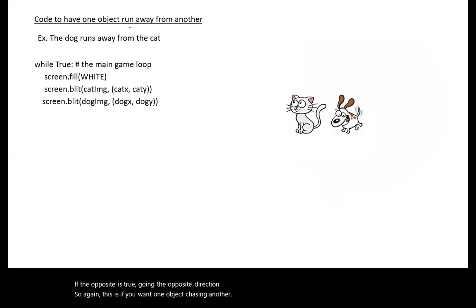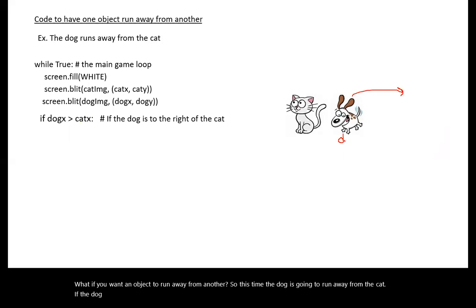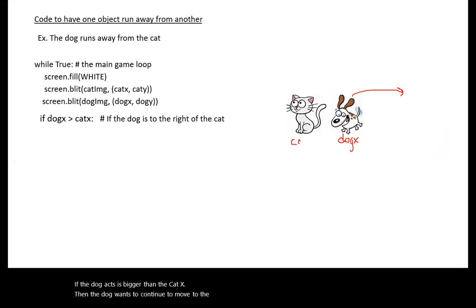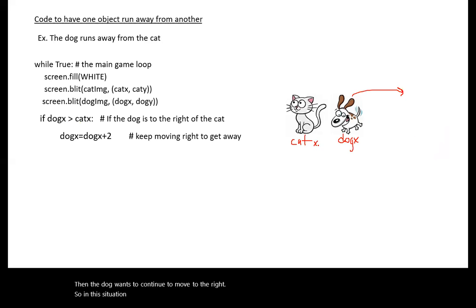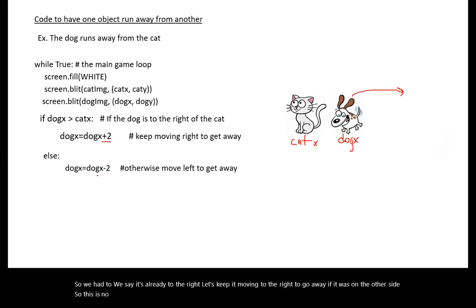What if you want an object to run away from another? So this time the dog is going to run away from the cat. If the dog X is bigger than the cat X, then the dog wants to continue to move to the right. So in this situation, we'd keep making the dog X bigger. So we'd add 2. We say it's already to the right, let's keep it moving to the right to go away. If it was on the other side, so this is no longer true, then we do the opposite.